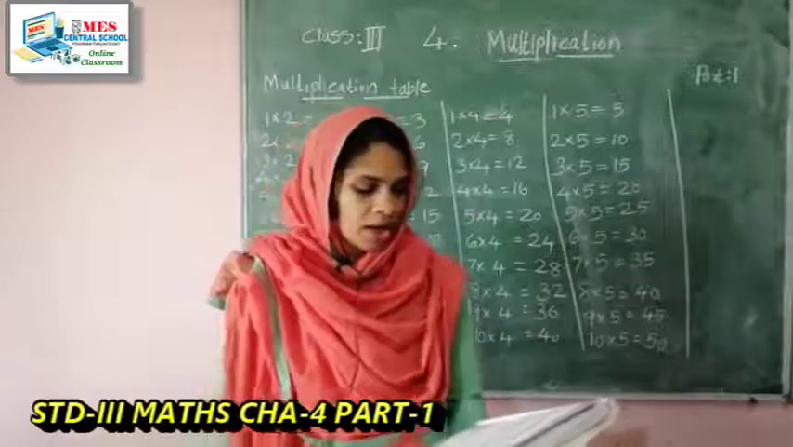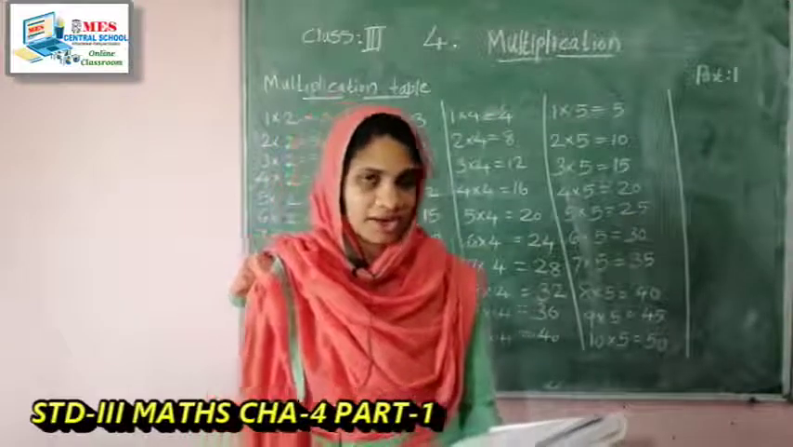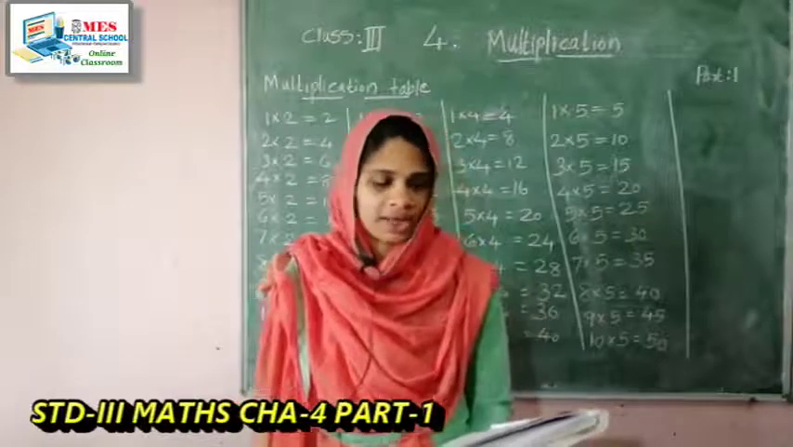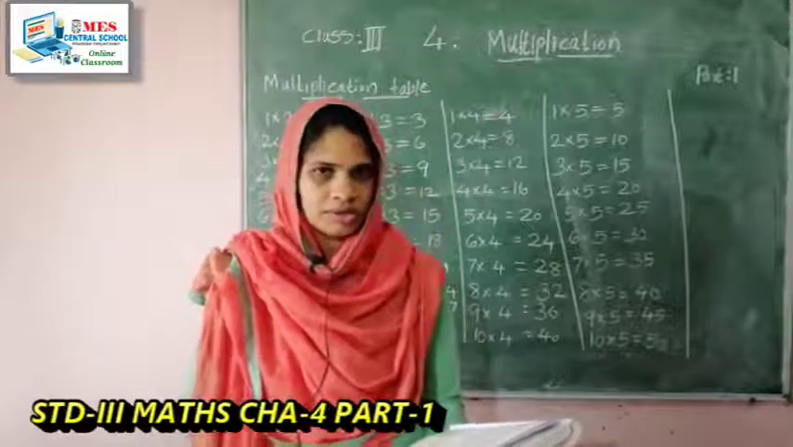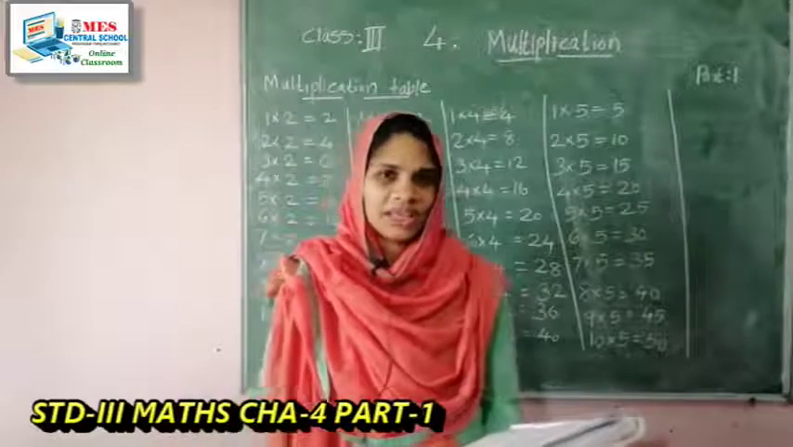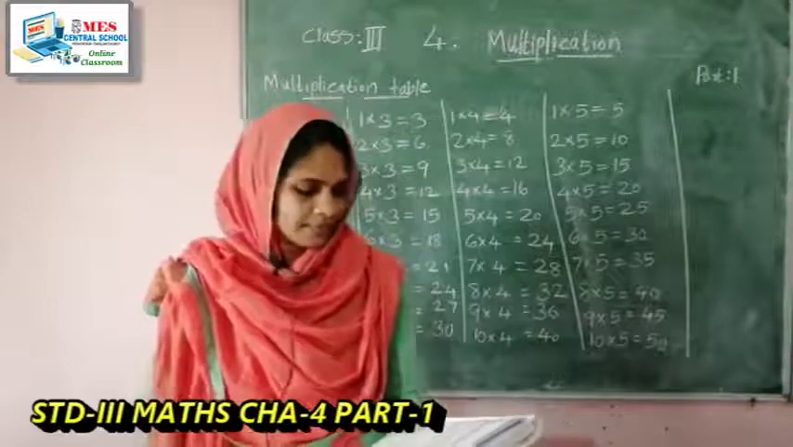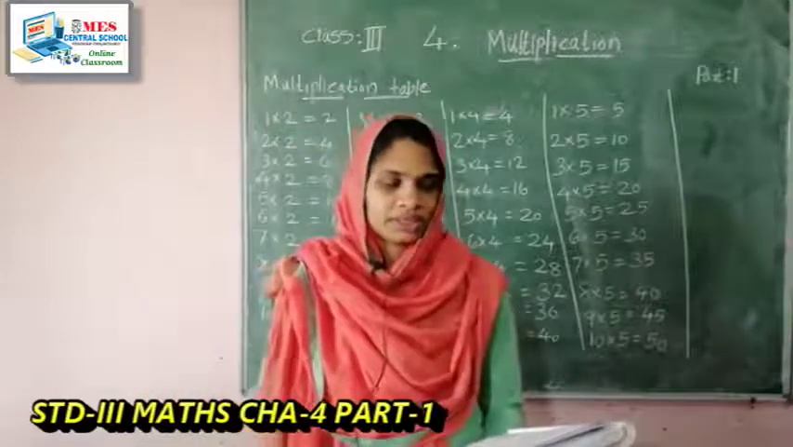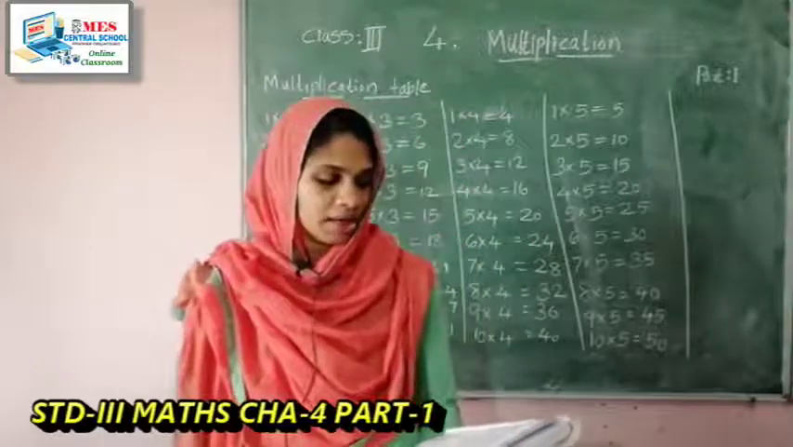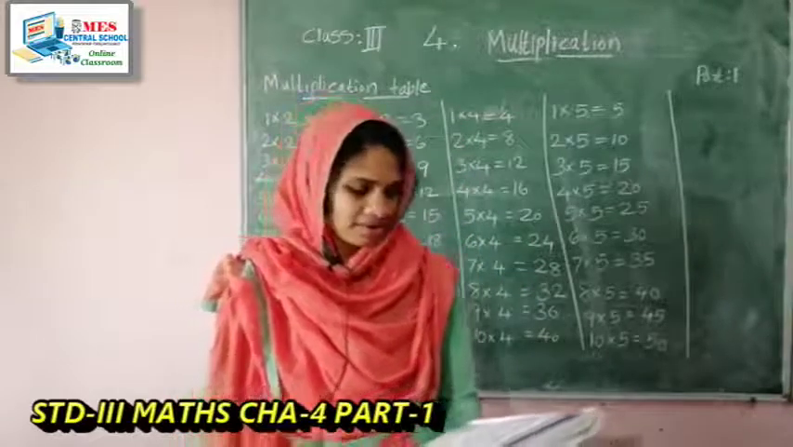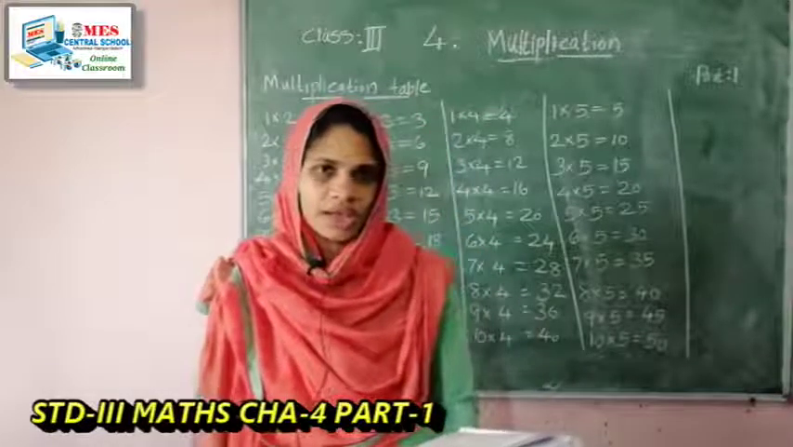Sneha said, I added rupees 10 eight times. Megha said, I multiply rupees 10 by 8. Adding 8 times means we multiply 10 by 8. That is 10 plus 10 plus 10 plus 10 plus 10 plus 10 plus 10 plus 10. 8 times 10 is equal to 8 into 10 is equal to 80.